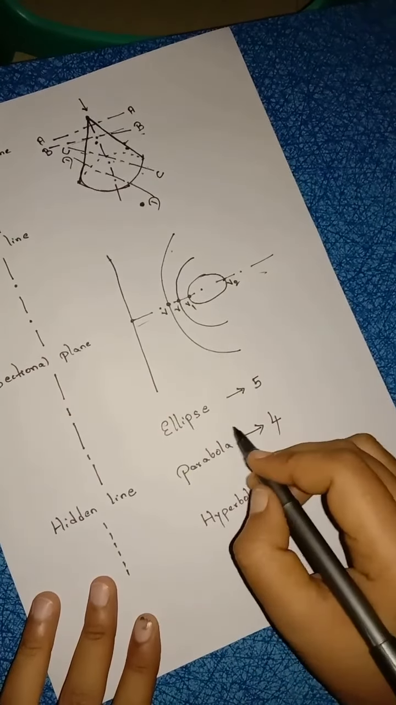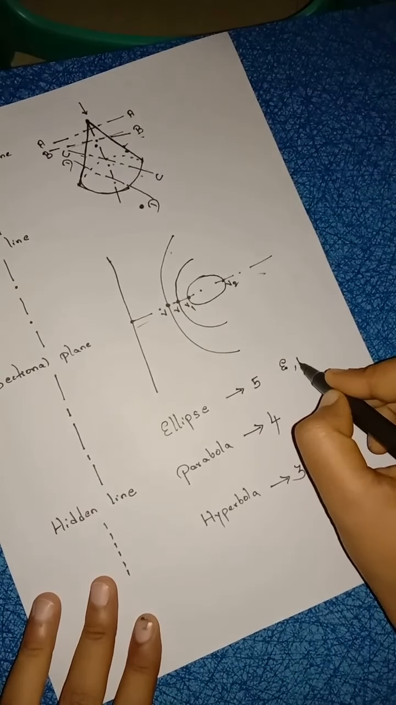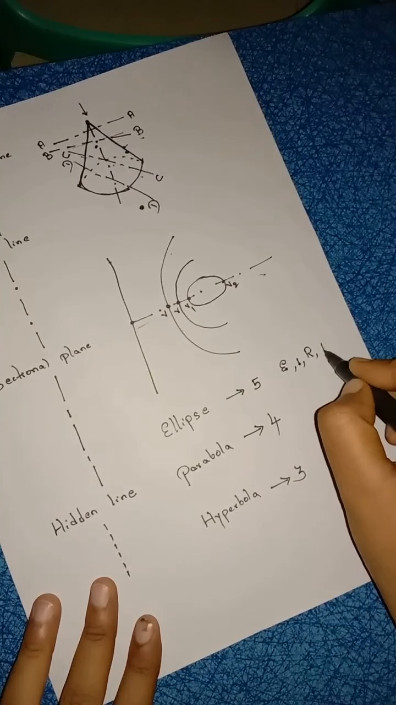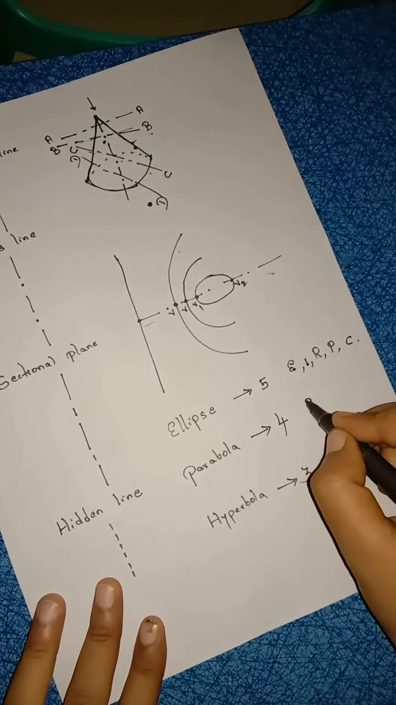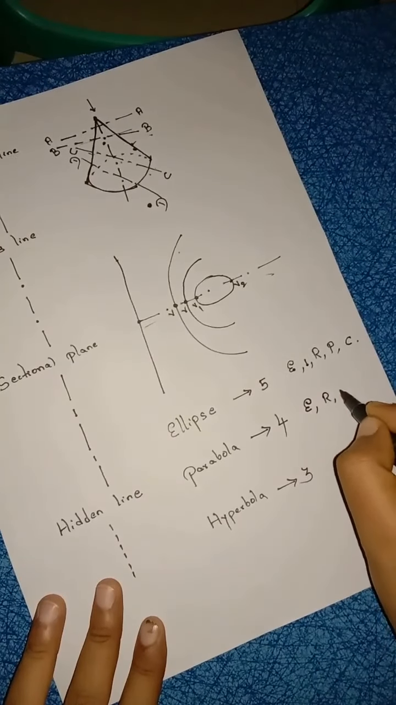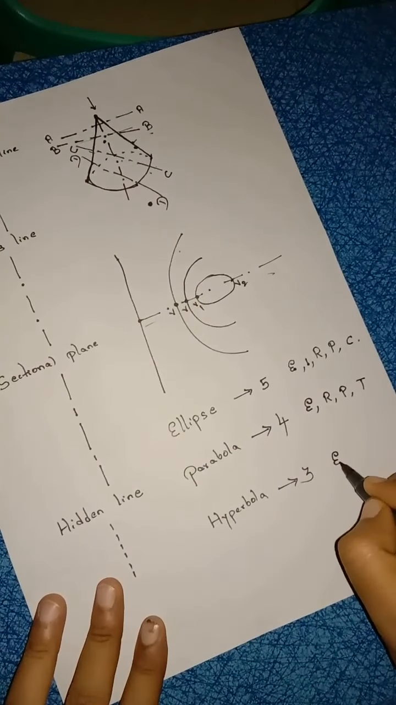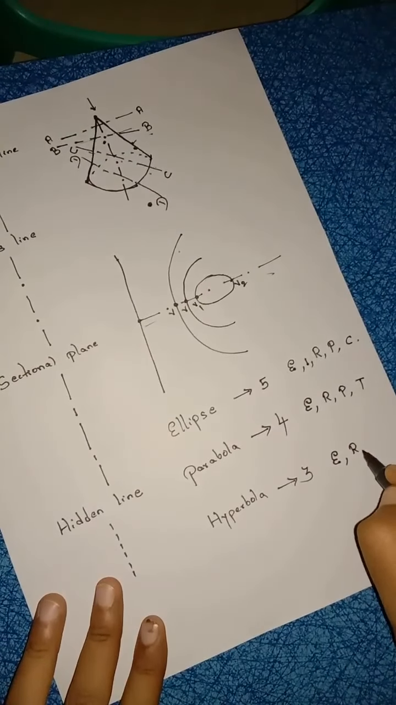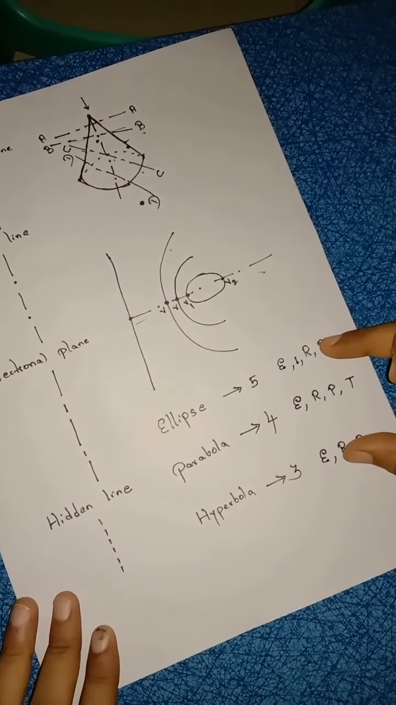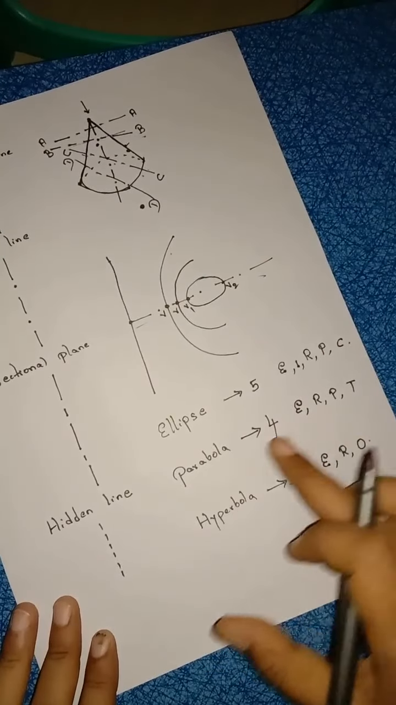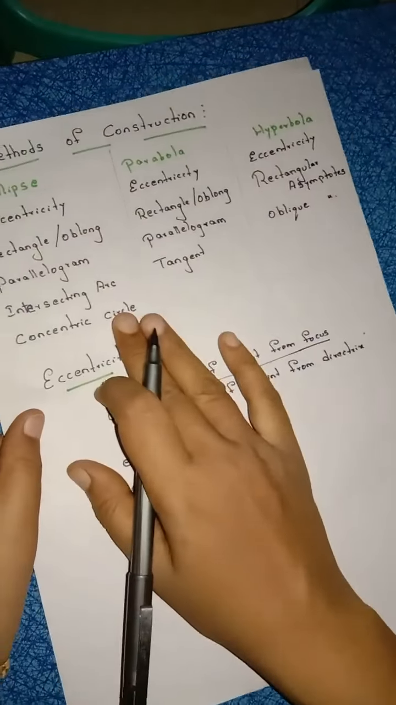There are some methods to construct ellipse: eccentricity method, intersecting arc method, rectangle method, parallelogram method, concentric circle method. In parabola also: eccentricity method, rectangle method, parallelogram method, tangent method. In hyperbola: eccentricity method, rectangular asymptotes method, orthogonal asymptotes method. These are the methods to draw ellipse, parabola and hyperbola. That's what I have written here.